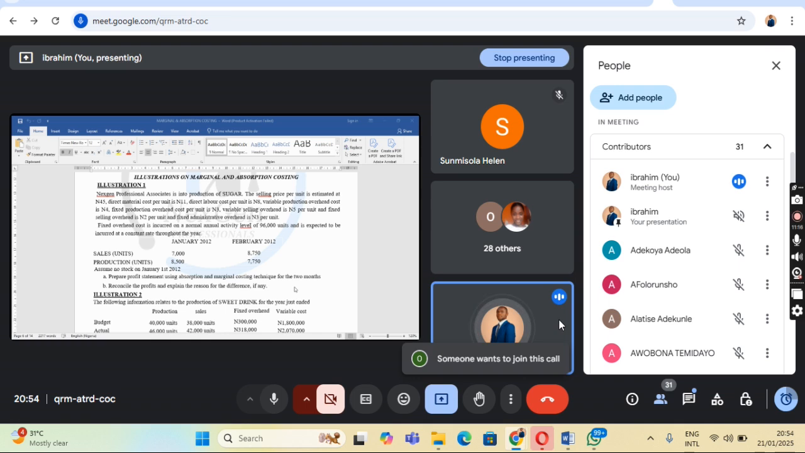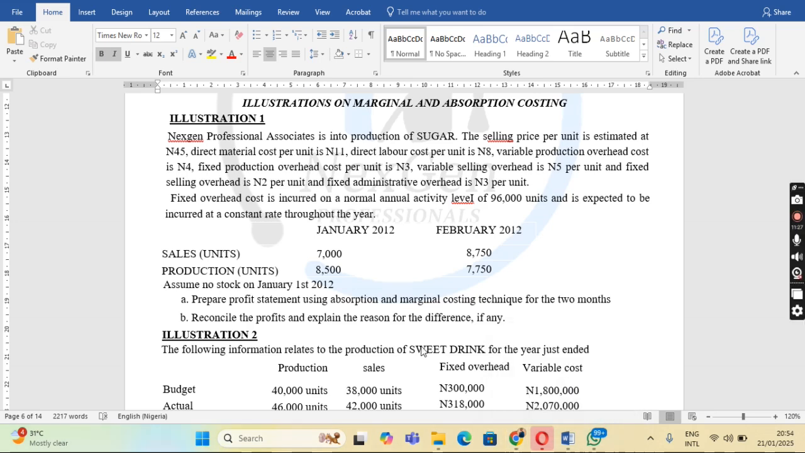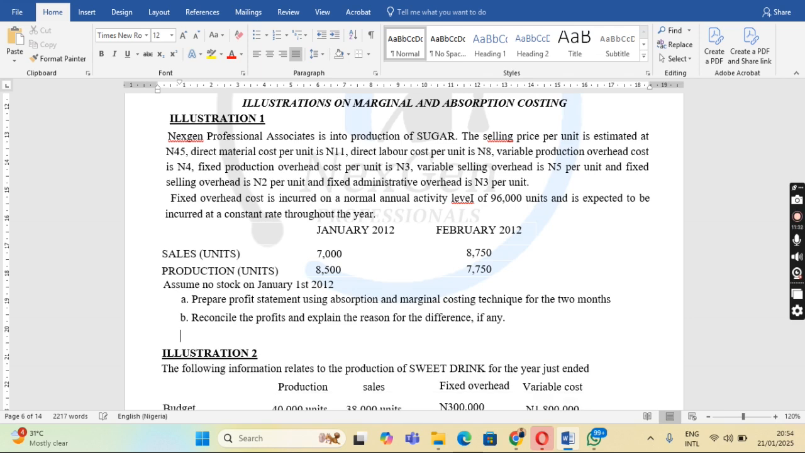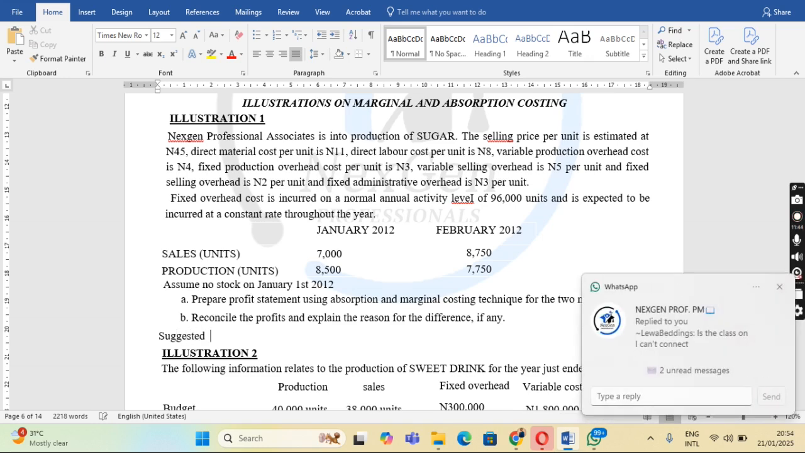In this case, we will start with marginal costing because I only explained marginal costing in our last class. Please ensure you are with your calculator. Here we have a suggested solution for those who have the material. I will send the suggested solution to you immediately after this class.